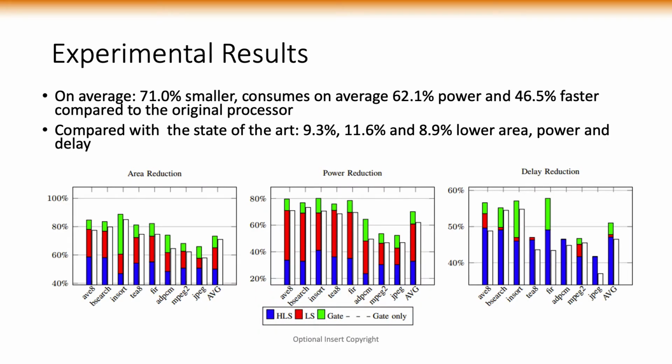Let's look at the experimental results. This figure shows the area, power, and delay reduction of our method compared to the state-of-the-art that does everything at the gate netlist, the synthesized version of the processor. We show that on average, our approach can lead to processors that are 71% smaller, consume 62.1% less power, and are 46.5% faster compared to the original general purpose processor. And compared against the state-of-the-art, we are about 9.3, 11.6, and 8.9% better in terms of area, power, and delay.